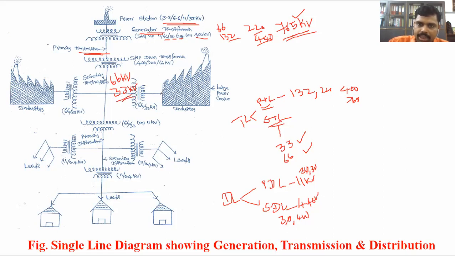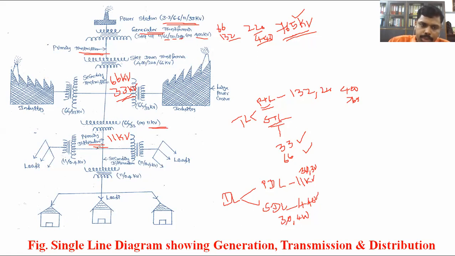Again, in the consumer premises, a step down transformer is kept. Based upon the requirement, they step down to 11 kV, which is used in the consumer premises. The terminal end of the secondary transmission line feeds the primary distribution system. In the primary distribution system, the operating voltage is 11 kV, that is, the 66 or 33 kV is stepped down to 11 kV with the help of a step down transformer.